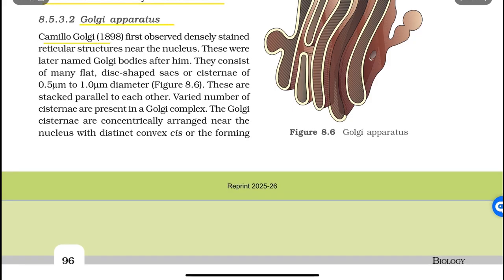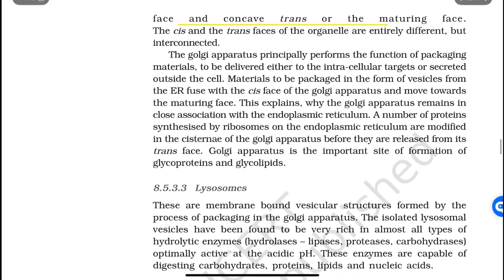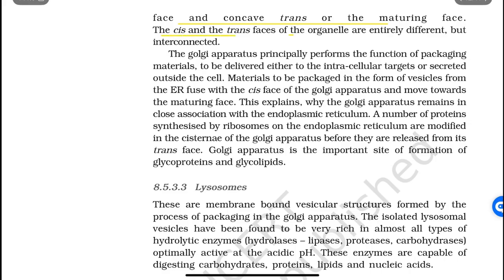Golgi apparatus. Camillo Golgi first observed densely stained reticular structures near the nucleus. These were later named Golgi bodies after him. They consist of many flat, disc-shaped sacs or cisternae of 0.5 micrometer to 1 micrometer diameter. These are stacked in parallel to each other. Varied numbers of cisternae are present in the Golgi complex. The Golgi cisternae are concentrically arranged near the nucleus, with a distinct convex cis or forming face and a concave trans or maturing face. The cis and trans faces of the organelle are entirely different but interconnected.